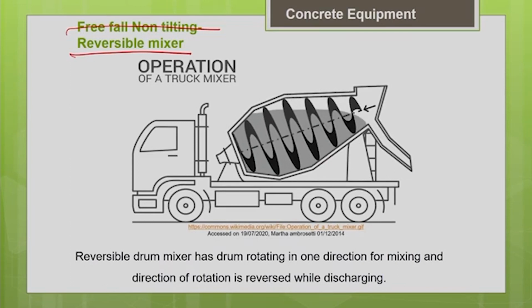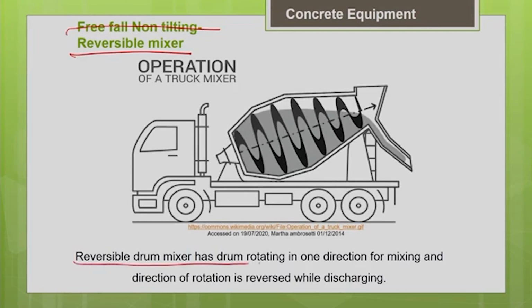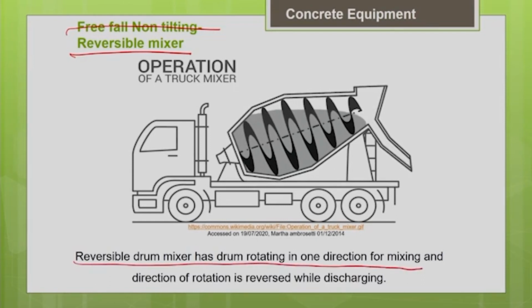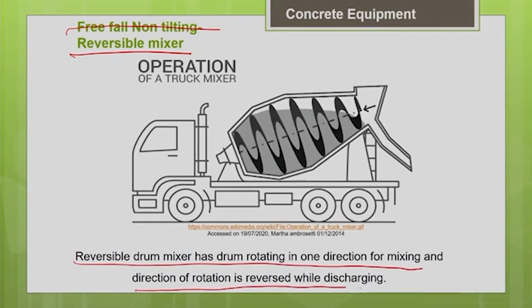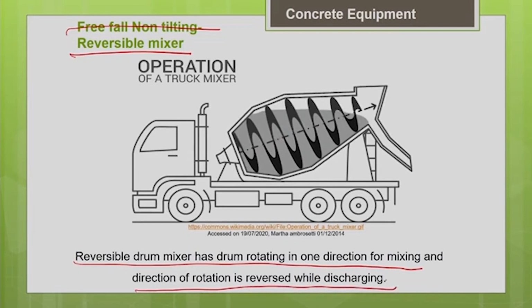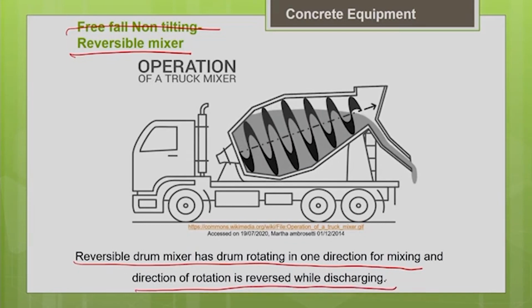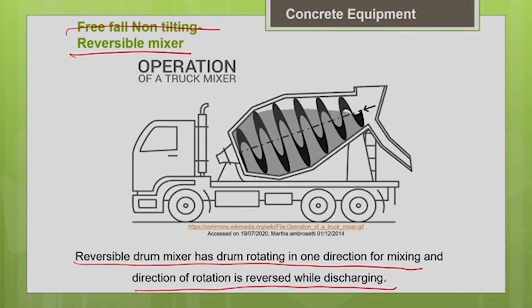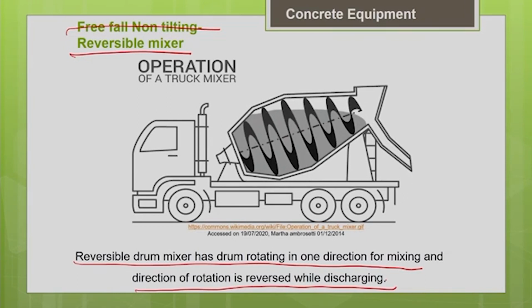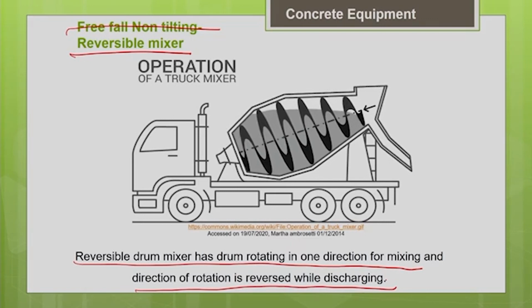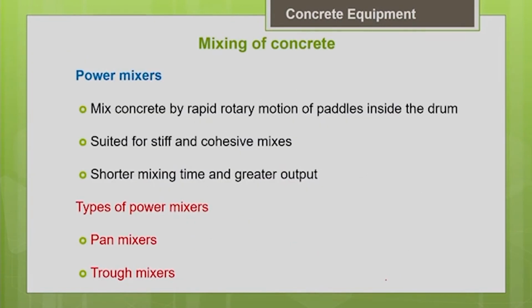So, these are reversible drum mixers, as the drum rotates in one direction for mixing and the direction of rotation is reversed while discharging. You can see the picture. When the rotation is reversed, the concrete gets discharged out. It is mainly because of the spiral blade arrangement inside the drum. So far we discussed the free fall mixers. They are of different categories, as we discussed: tilting type, non-tilting, reversible type. So, different configurations are there.